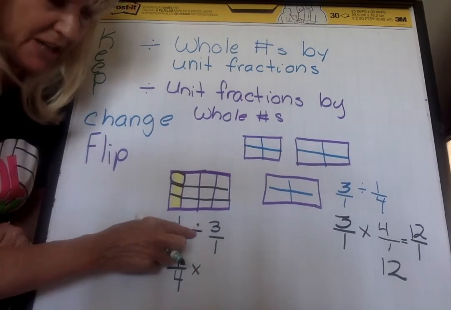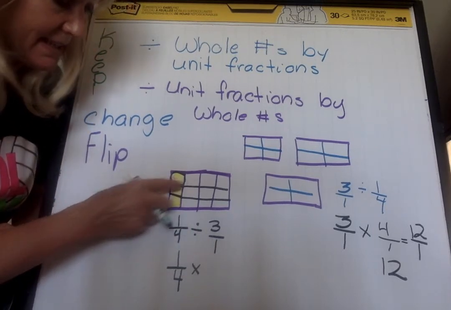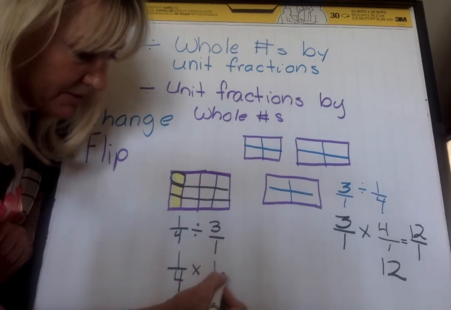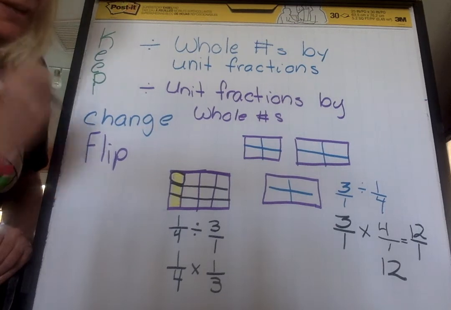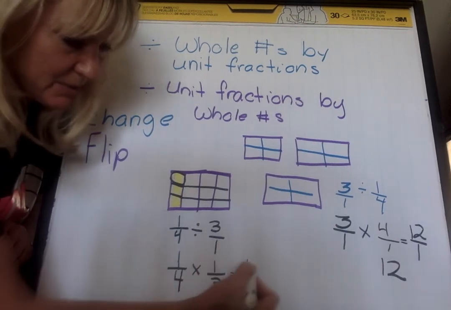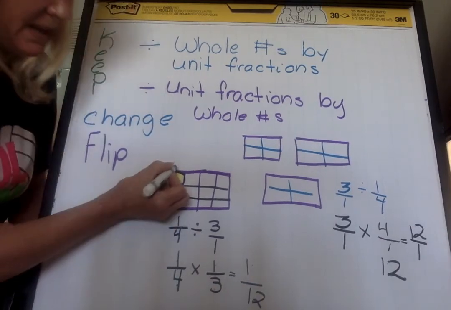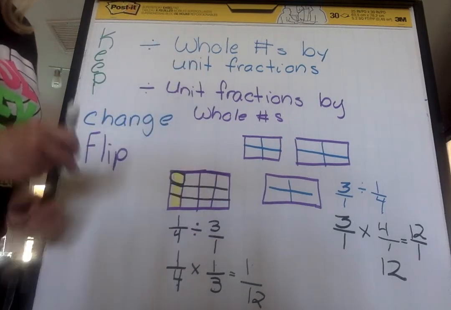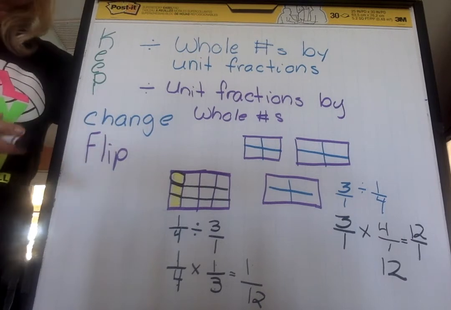So I'm going to change from division to multiplication. And then when I did this, I said, okay, I'm only going to get one out of those pieces. I'm going to flip this. I'm only going to get one of those. How much do I get? Well, 1 times 1 is 1, and 4 times 3 is 12. I get 1/12. Okay? I hope this helps you guys working on your assignment today.